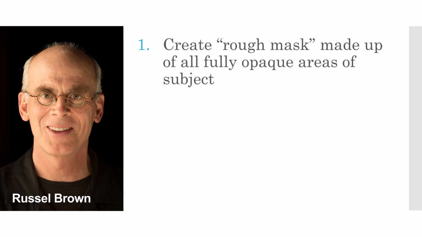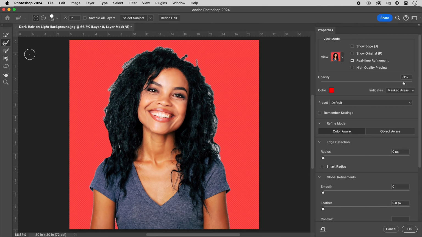This workflow that I'm demonstrating for you was created by Russell Brown, and he coined the term areas of transition to refer to areas where the subject is not completely opaque. So the first step is to create a rough mask made up of all fully opaque areas of the subject. And this will probably look weird when you get to the hair. So don't worry about that. Just make sure that you're only selecting areas that don't have any of the background showing through the hair.